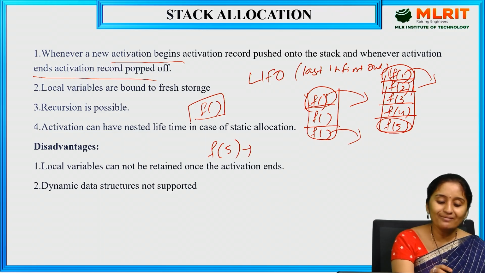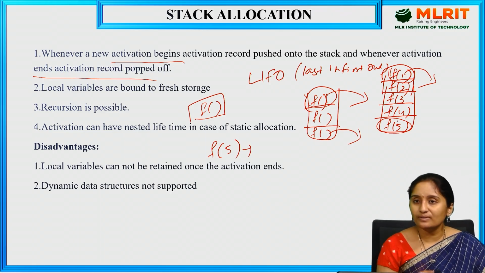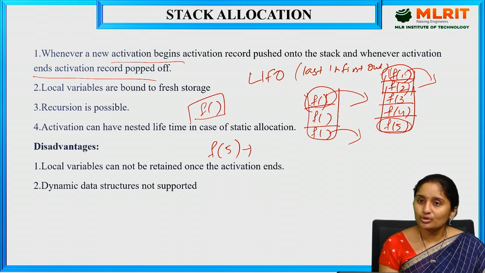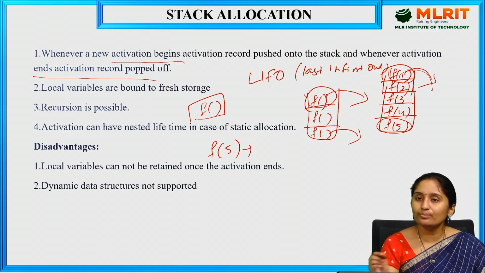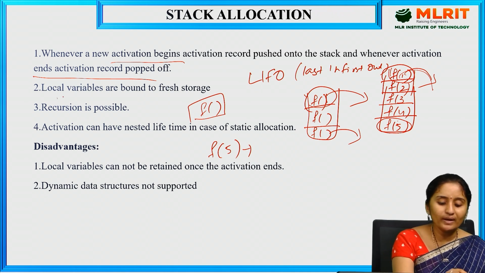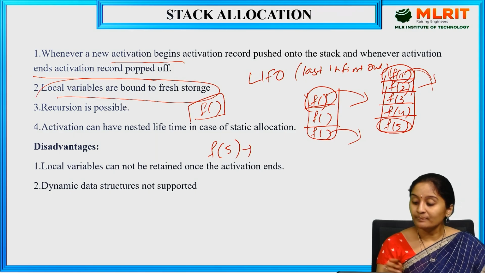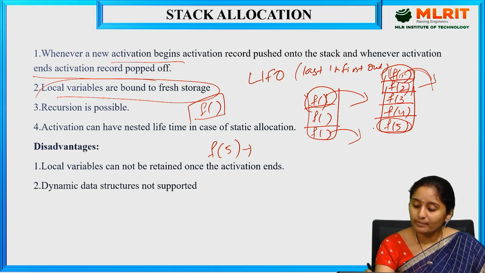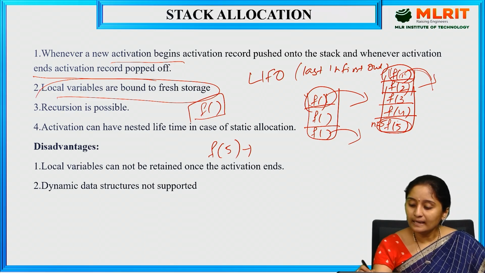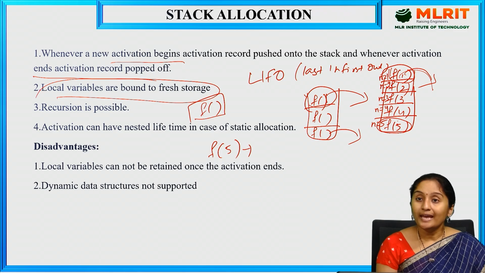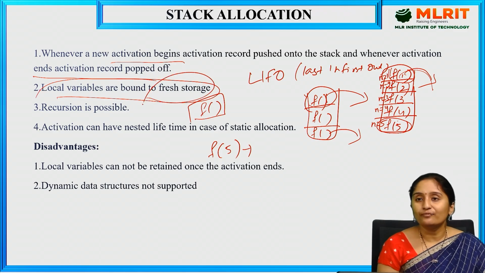So whenever a new activation begins, it is pushed onto the stack, and whenever the activation ends, the activation record is popped off, meaning it is deleted from the stack. Local variables are bound to fresh storage. Here in fact of 5, the n variable is equal to 5, here n is equal to 4, here n is equal to 3, here n is equal to 2, and here n is equal to 1. Every time it is pointing to a fresh local variable.